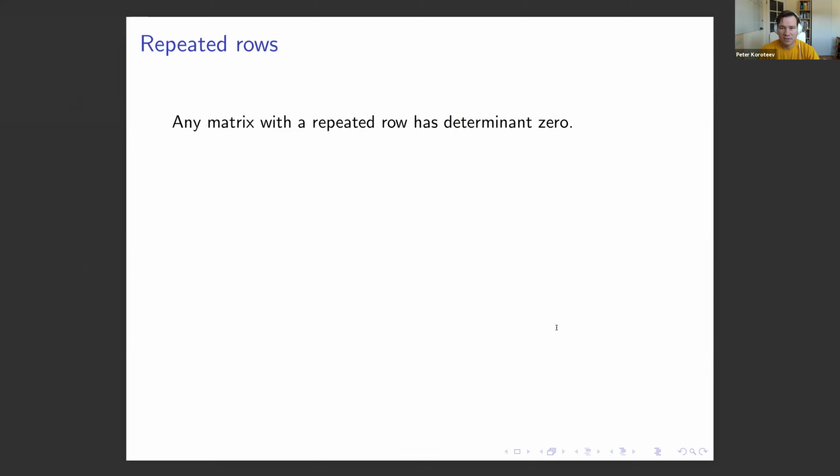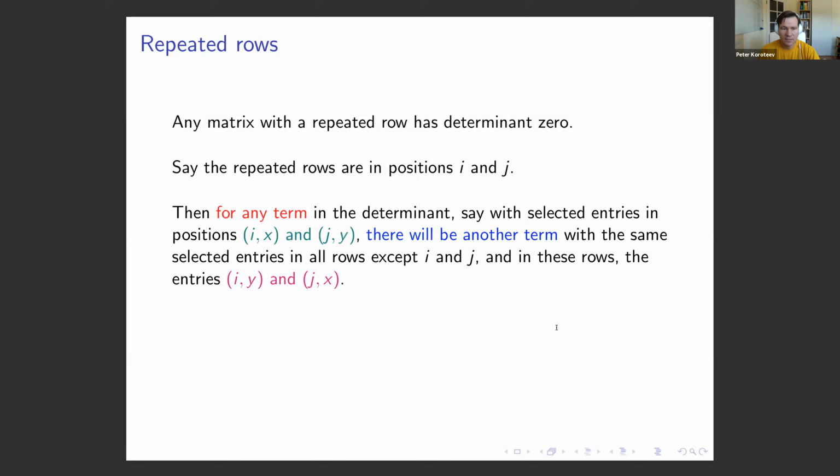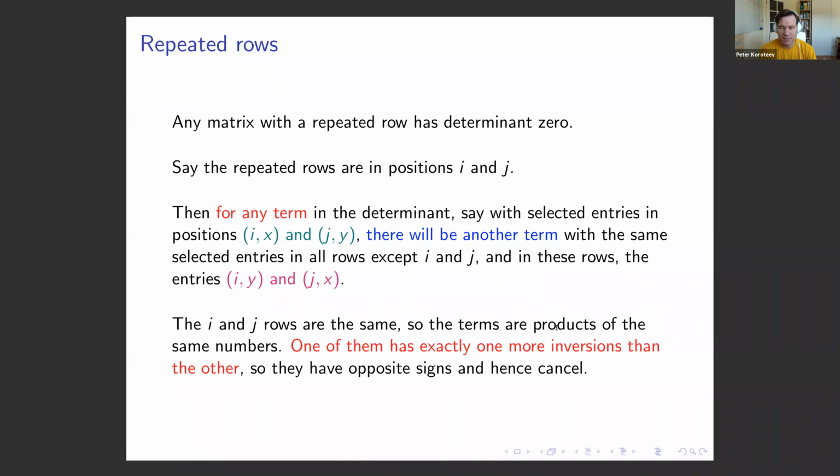So any matrix with a repeated row has determinant 0. As in the previous example, say the repeated rows are in positions i and j. Then for any term in the determinant, say with the selected entries in positions ix and jy, there will be another term with the same selected entries in all rows except i and j, and in these rows the entries are iy and jx. And because of the rule of inversions, these two contributions will enter with opposite signs. The i and j rows are the same, so the terms are the products of the same numbers. But one of them will enter with a plus sign, the other with a minus sign, because one will have one more inversion than the other. And so it will have one more arrow that goes bottom left to top right, so they will cancel.